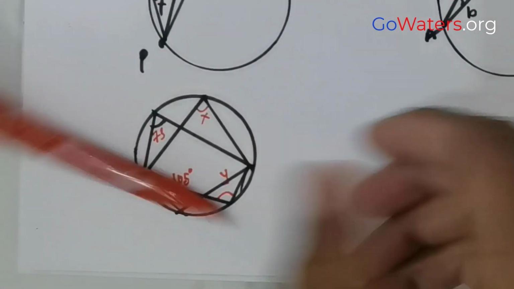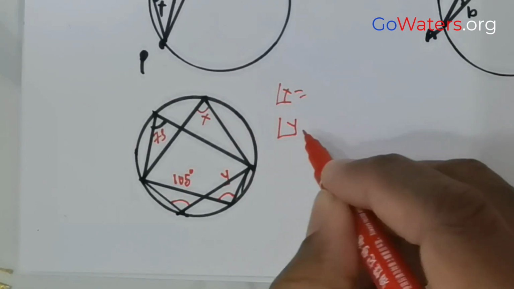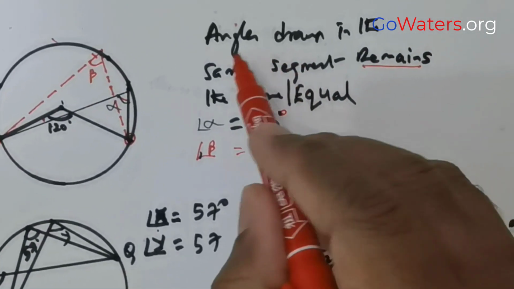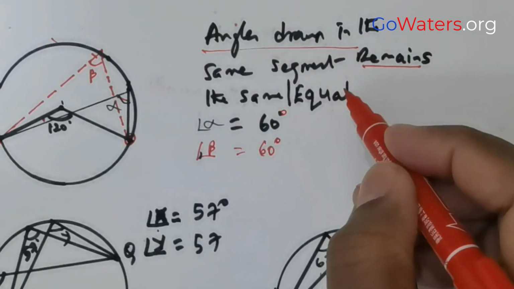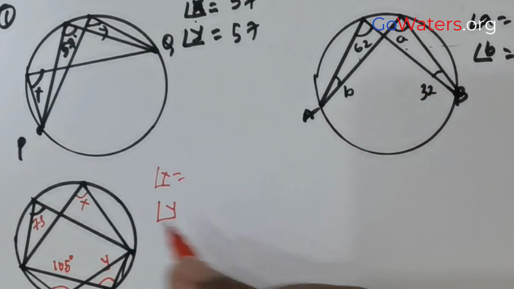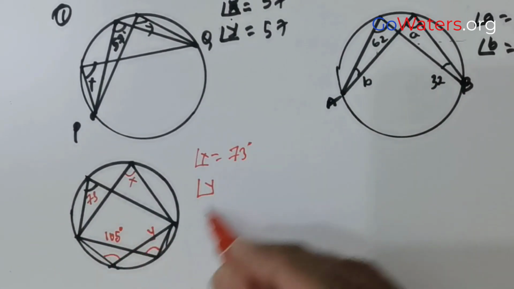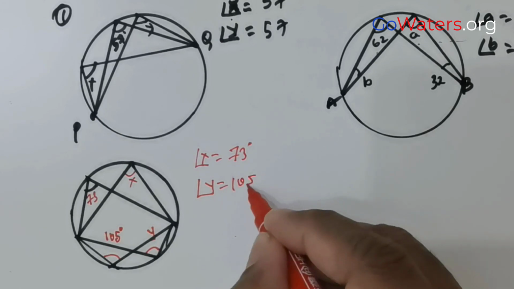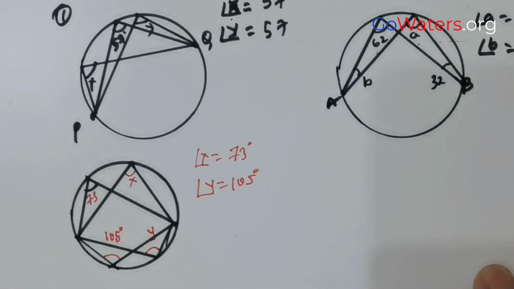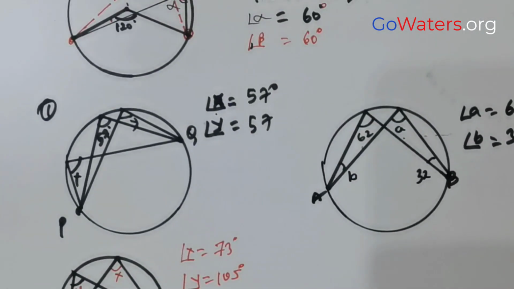This is another question, students. We are expected to find the value of x and the value of y. As always, we will be using the same property. Angles drawn in the same segment remain equal. So in this case, x is 73 degrees and y is 105 degrees. So that is the solution for this question. So we'll move on to the next set of questions.